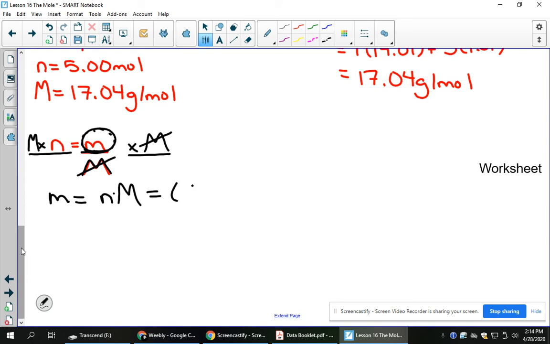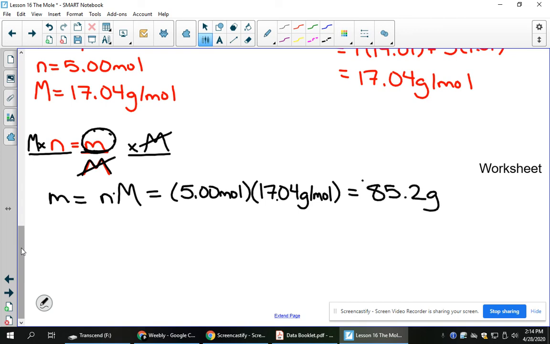So number of moles was 5. Always put your units into your work. And we're multiplying by molar mass, the number that we just found in the first step. Now I'm getting 85.2, and since this is mass, it should be grams.